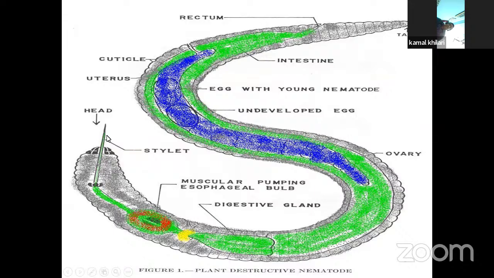So this is a very specific structure. All the plant parasitic nematodes have this structure. This is known as the stylet.